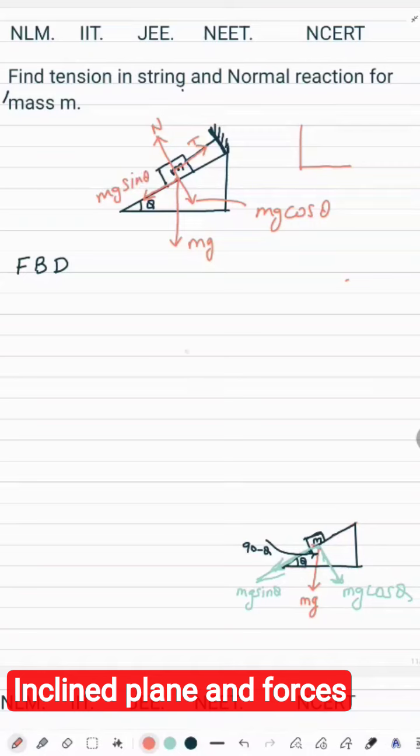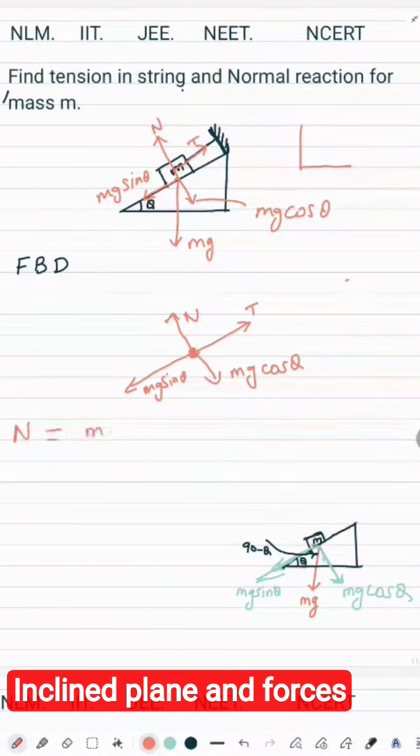So free body diagram for m, how I can draw? If this is m, then what are the forces acting? The very first force which is acting over here is T, which is going like this, and opposite to T is mg sin theta, and normal reaction upward, and downside mg cos theta. So how I can write the equation? Since the system is at equilibrium, N is equal to mg cos theta and T is equal to mg sin theta. This helped me to solve many numericals. Thank you.